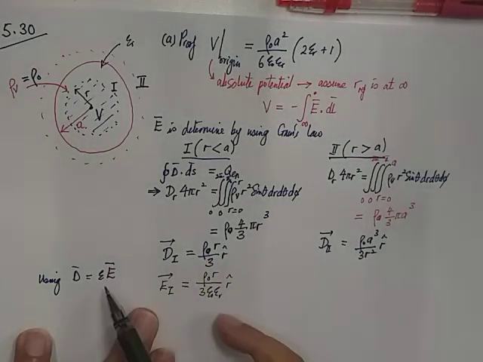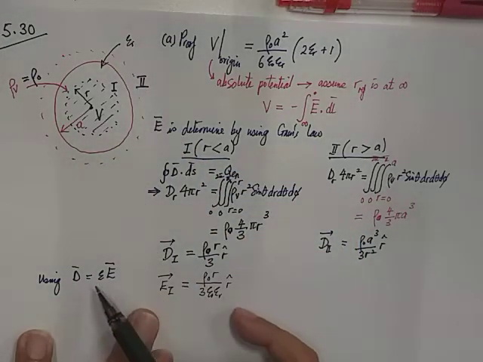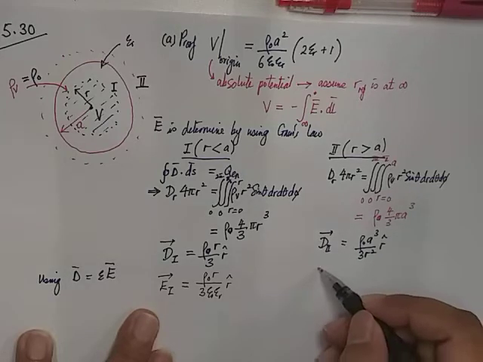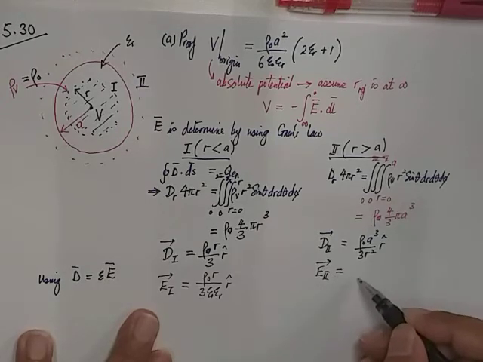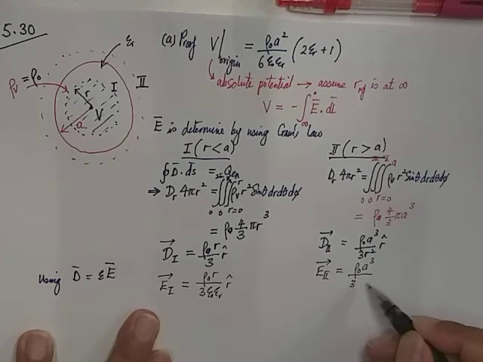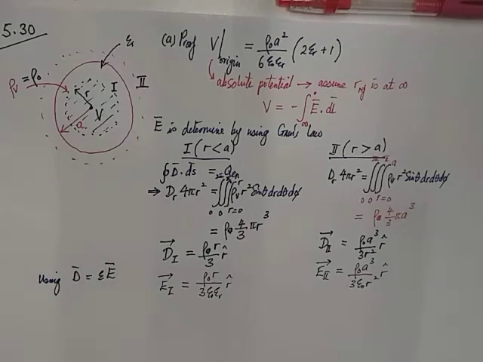So we need to substitute the epsilon here with epsilon naught epsilon R, because the information given in this question is the dielectric constant epsilon R. So we have to make it proper by multiplying the dielectric constant with epsilon naught. And for region number 2, E2, because the medium is now free space, it should be rho naught a cube over 3 epsilon naught r square in the r direction.